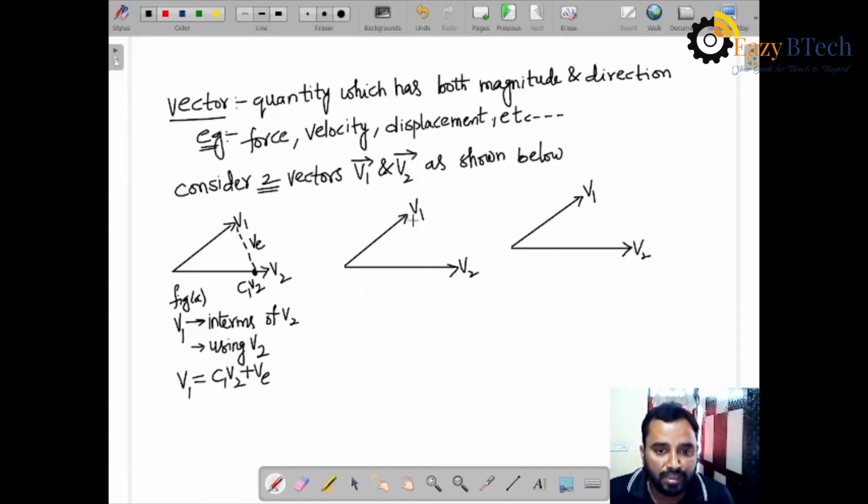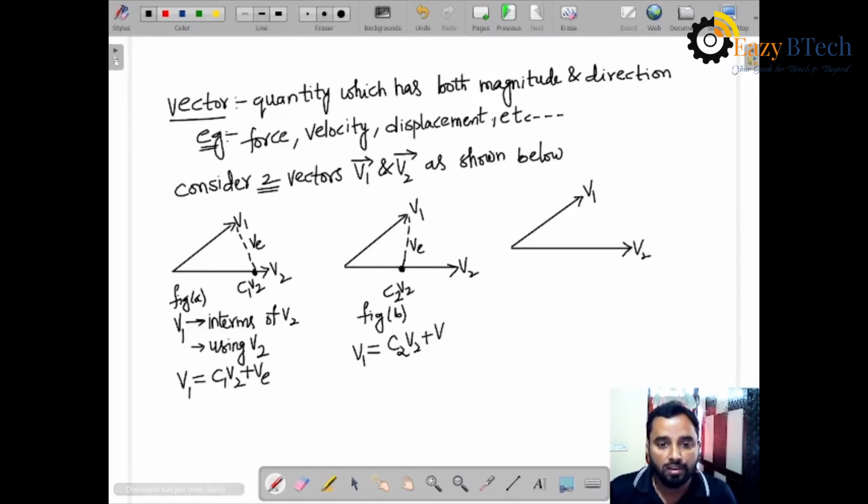In the second case I can also draw an error vector, which is a dotted line from the end of V1 to V2. This is also possible. Here I am taking C2 V2, and this dotted line is error vector V. This is the second figure, or second case. Here V1 can be written as C2 V2 plus error vector V.